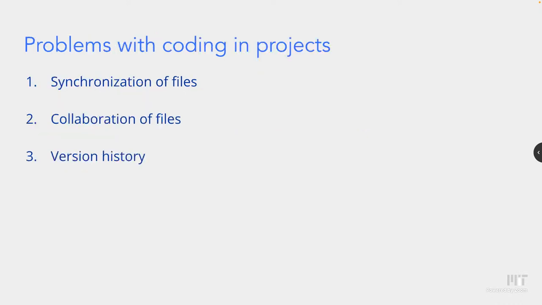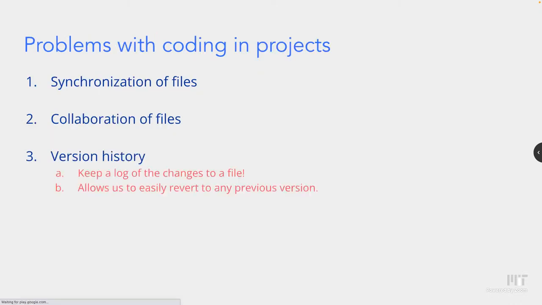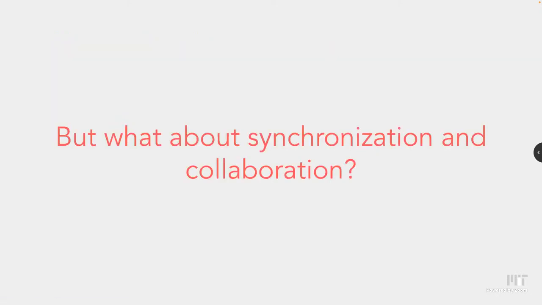So let's go through the problems that we identified before and see if we solved them with it. It turns out we've already solved the problem of version history. Basically, by keeping a log of all the changes to the file, we can easily revert to any previous version that we need. But what about synchronization and collaboration? How do we solve those issues?